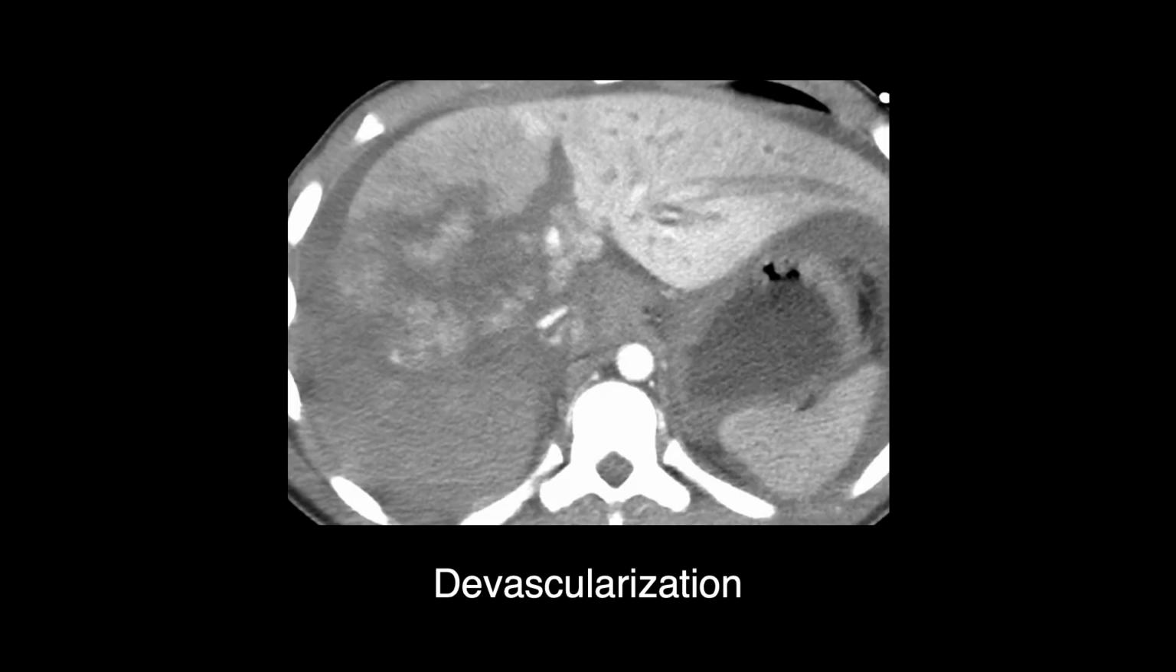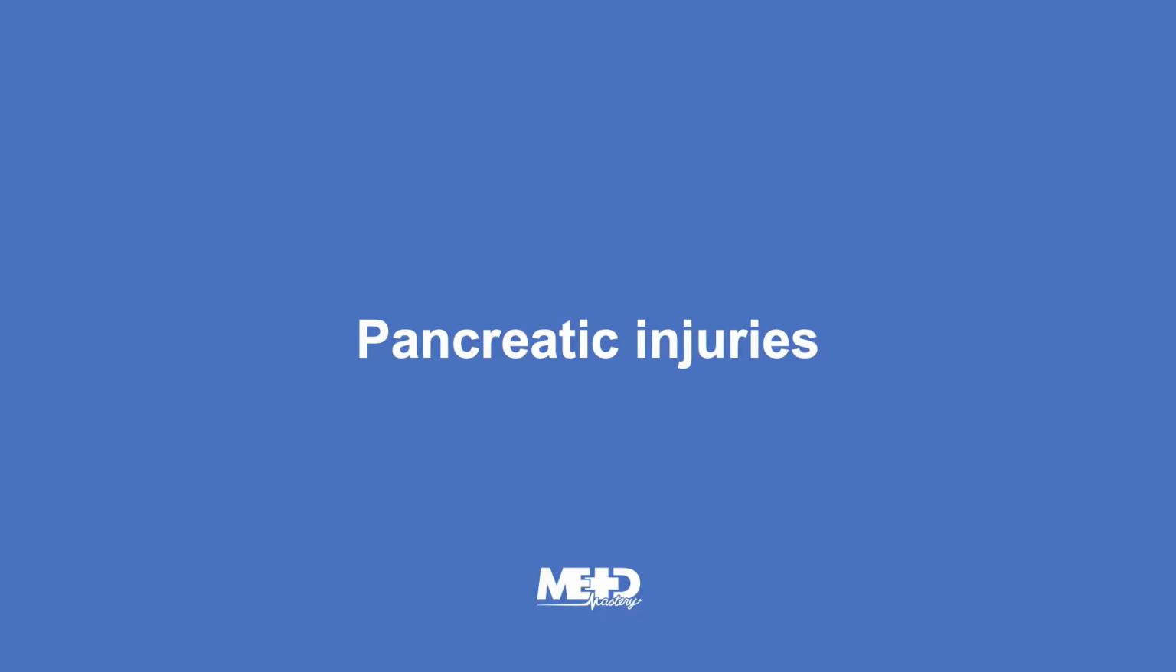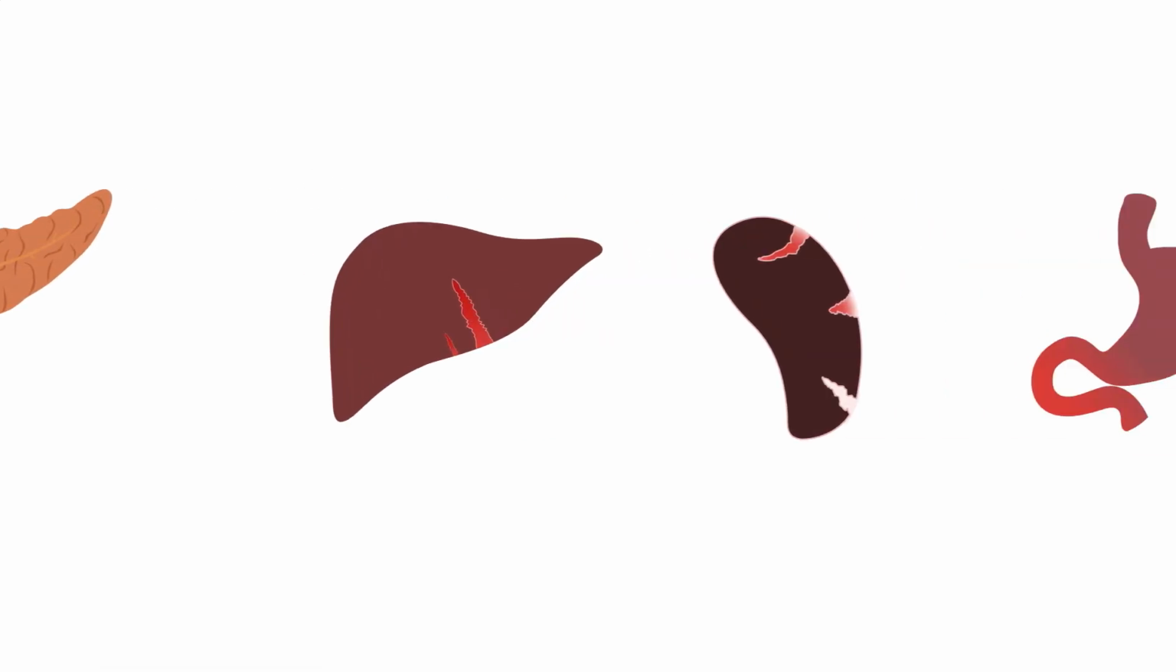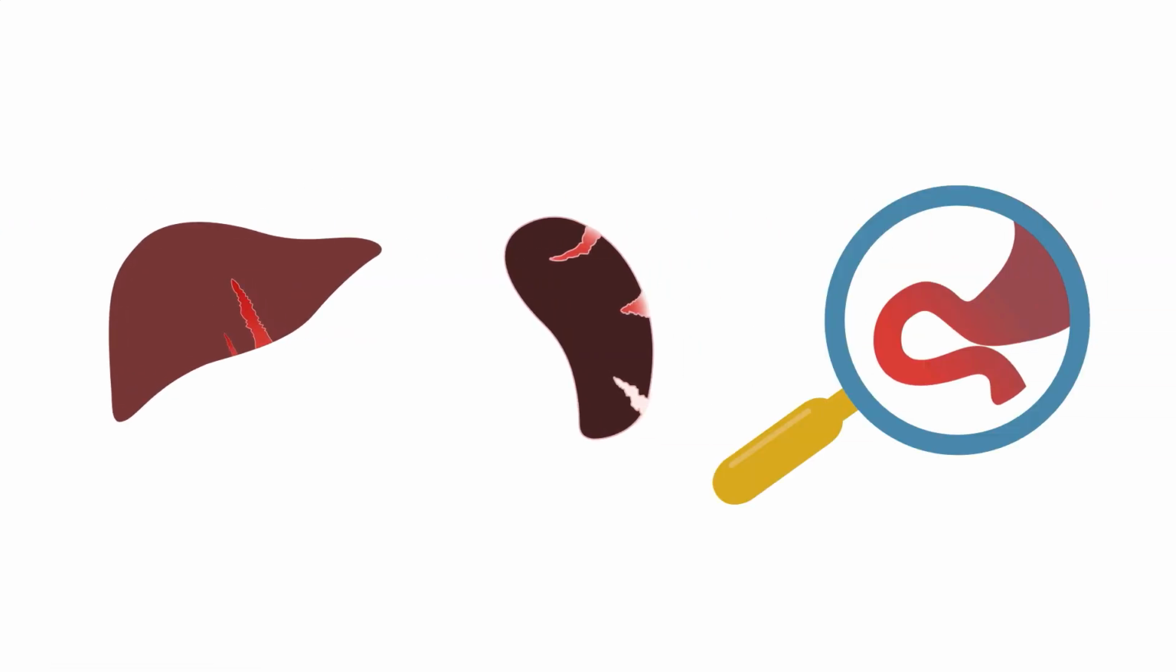Here you can see an extensive, complex injury to the liver with large, branching lacerations anteriorly and a severe devascularization injury resulting in decreased or absent enhancement to much of the posterior right hepatic lobe. Pancreatic injury is relatively uncommon due to its deep positioning in the abdomen. It is caused by severe blunt trauma and is usually associated with severe trauma to other organs, especially duodenal injury.